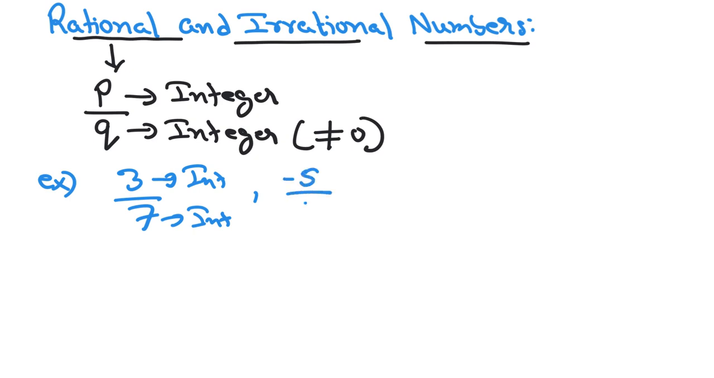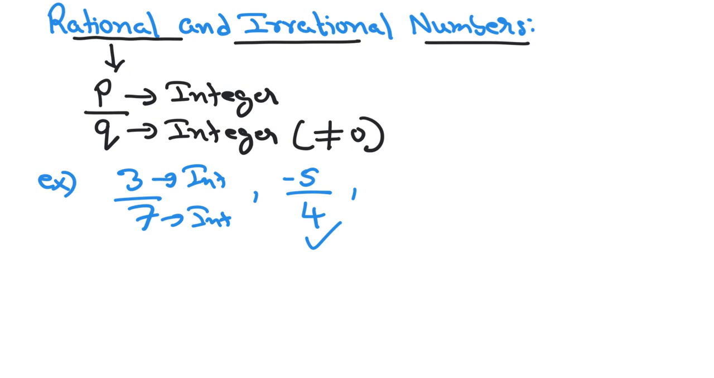What about negative 5 over 4? Is this a rational number? Yes, it is a rational number. Because negative 5 is an integer, 4 is an integer, so a fraction where numerator and denominator are integers is a rational number. So this is a rational number.